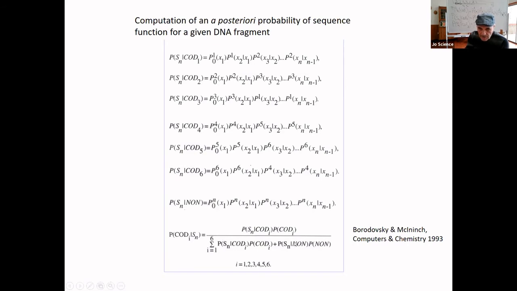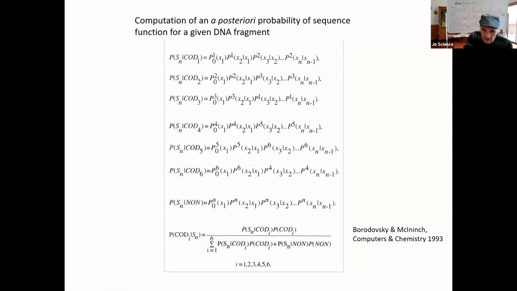this Bayesian transformation to the probability of the scenario, the model, given the sequence. So for a sequence fragment, in this way, I can compute the posterior probability that this is protein coding. And this is actually the very important part of the gene prediction algorithm, as you understand.